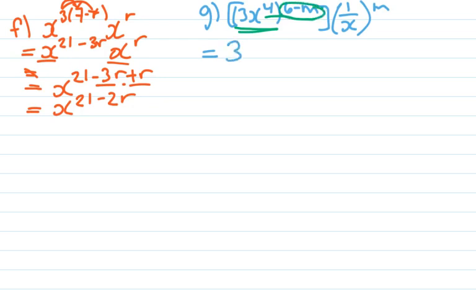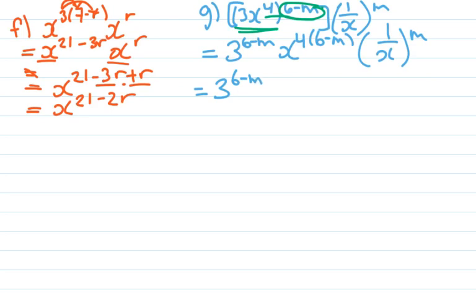So I'm going to have 3 to the power of 6 minus m, and then x to the power of 4 times 6 minus m, times 1 over x to the power of m. So 3 to the power of 6 minus m, I'm going to simplify this by expanding it out. X to the power of 24 minus 4m. And then I'm going to rewrite this so that it's not a fraction, which would leave me with x to the power of negative m.